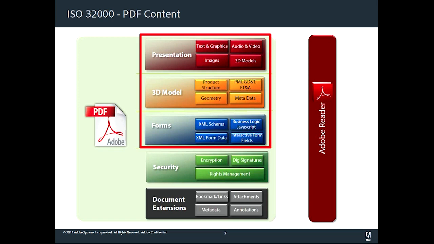So what you can see here as well is that the 3D model can include not just the 3D facet model, but it can also include the complete product structure of a CAD model. It can include the geometry, if it's a facet model or a BREP model. It can also include PMI data like dimensioning. Also, you can include metadata in the 3D part of a file.